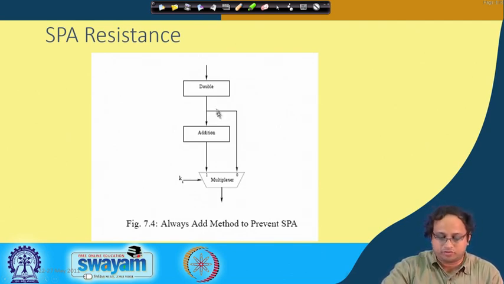So therefore, what I do can be represented by this simple circuit. I do a doubling, and then I do an addition. If the key bit is 1, then I will pass this addition, I will multiplex this addition. But if the key bit is 0, then also I am doing an addition, but I am not using this addition, rather I am passing this input to the output. So this is essentially nothing but a simple multiplexer idea, but it should prevent our SPA.